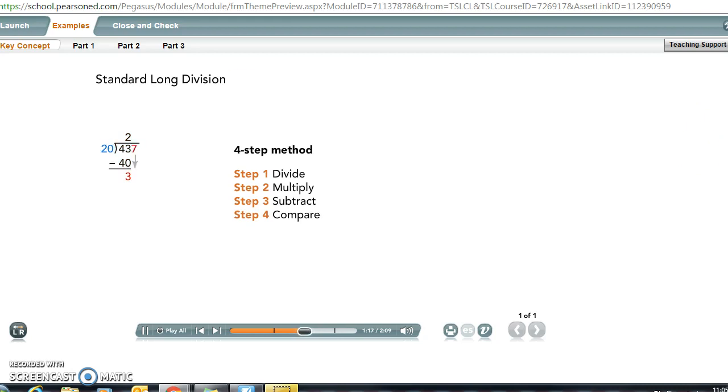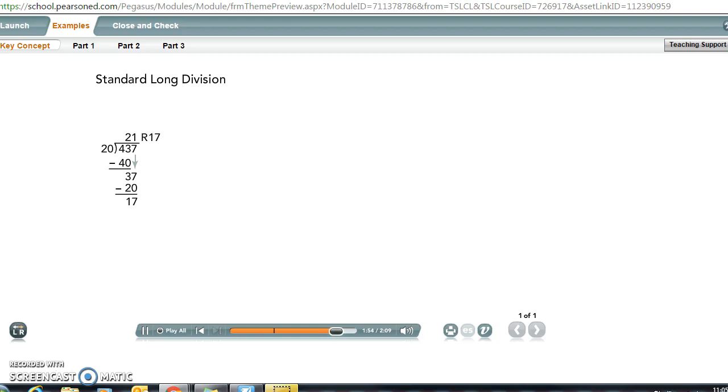Now bring down the next place value, 7 ones. Repeat the steps. First, divide. There is 1 group of 20 and 37. Write a 1 in the ones place of the quotient. Step 2. Multiply. 1 times 20 equals 20 used. Write 20 below the 37 ones divided. Step 3. Subtract. 37 minus 20 leaves 17. Step 4. Compare. 17 is less than 20. Write 17 as a remainder. So the quotient is 21 remainder 17.